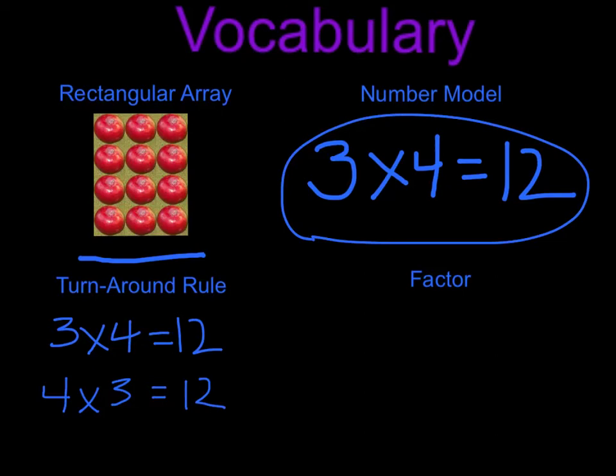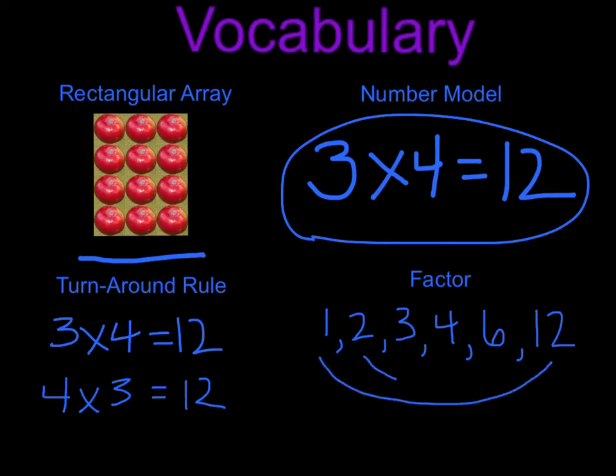Our final vocabulary word for today is factor. A factor is any two numbers that can be multiplied together to create a product. For example, factors of 12 are 1, 2, 3, 4, 6, and 12. You can multiply some of these numbers together to create the number 12. For example, 1 times 12 is 12, 2 times 6 is 12, and 3 times 4 is 12.